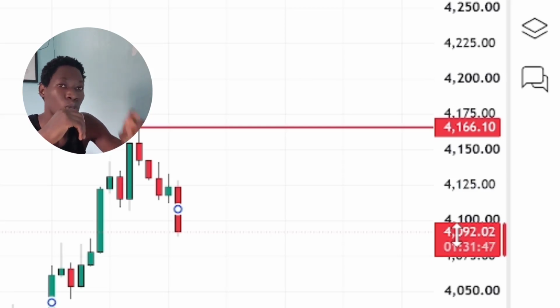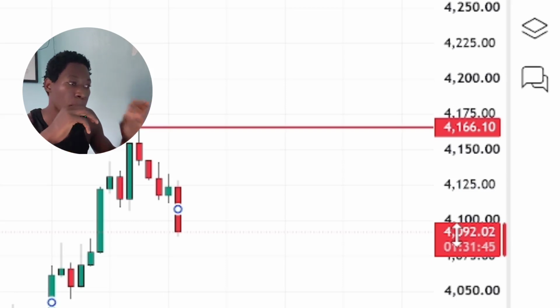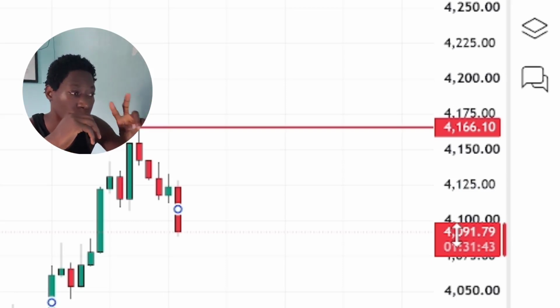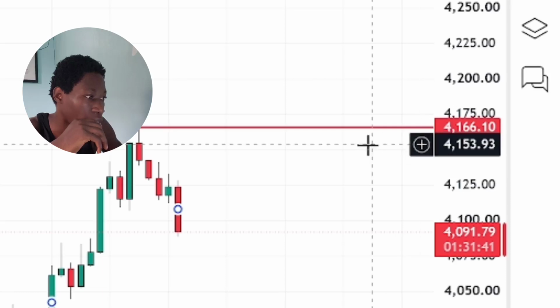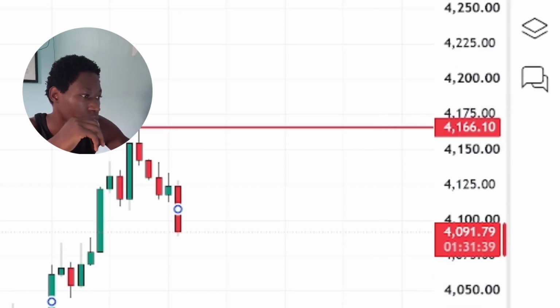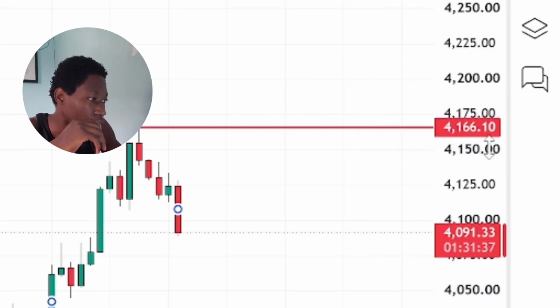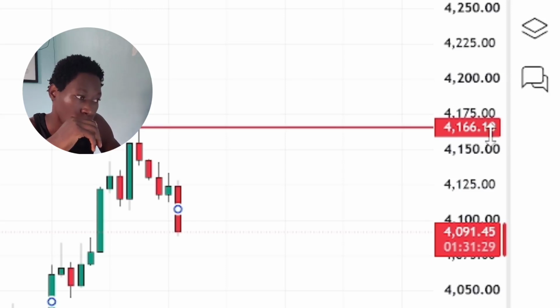Now that comes to, how do you now calculate pips on gold? First off, what I want you to ignore is that you see this number at the back, right? These numbers at the back here, the 4,166.10, just ignore that number when you are calculating pips for gold. I'll tell you why and how you can get the calculation.